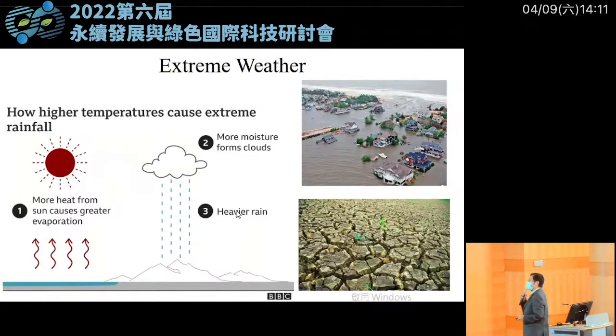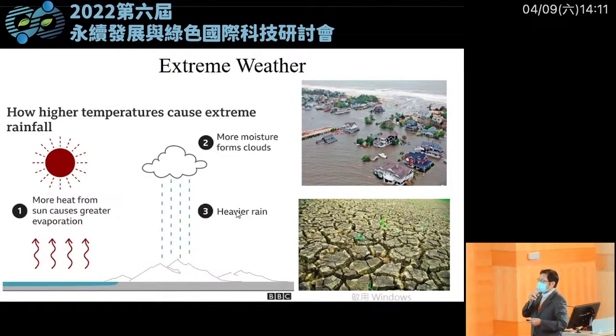The second issue is extreme weather. What is extreme weather? I will use a very simple figure to explain to everyone. The first thing is that we have a higher temperature. With higher temperature, what happens? More water evaporates into the air, so we have more moisture. More moisture will form clouds, and then we have heavy rain. This really happens in Taiwan.